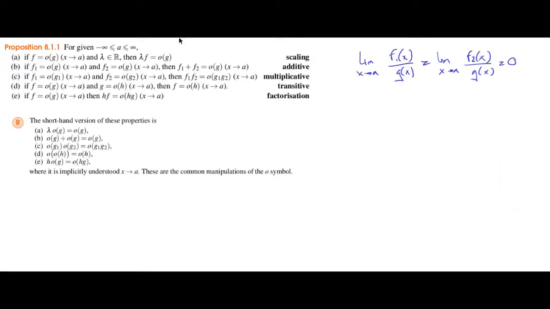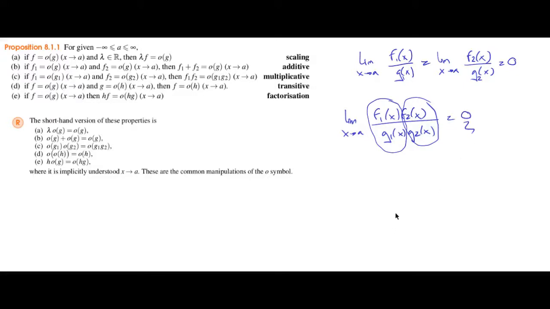Now, if we have that f1 is small o of g1, right, and f2 is small o of g2, then the product of f1 and f2 is small o of the product of g1 and g2. Okay? And you see the idea here. We need to check that the limit of this product f1 f2 divided by the product g1 g2 is going to be 0, right? But the limit of this is going to be 0, the limit of this is going to be 0, so all of this is going to be 0, right?